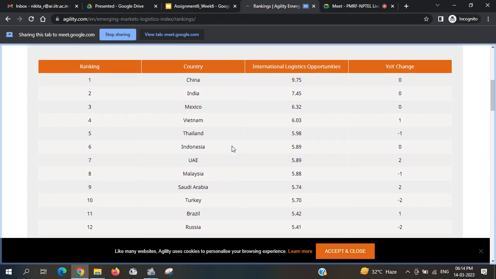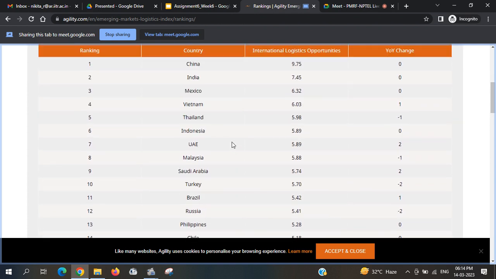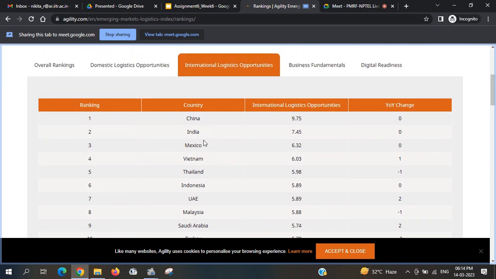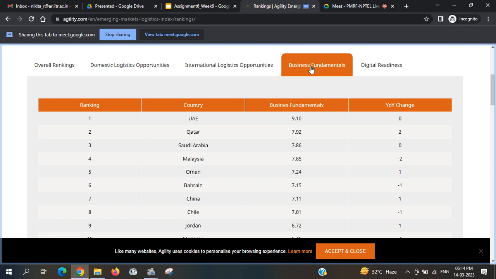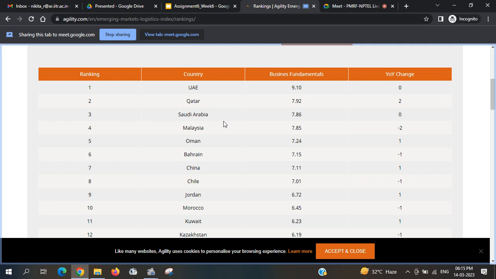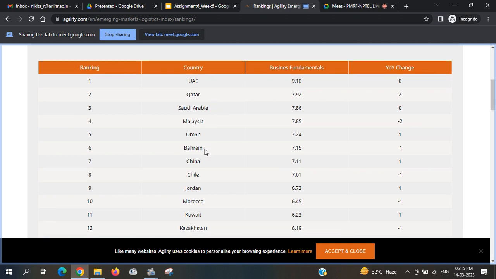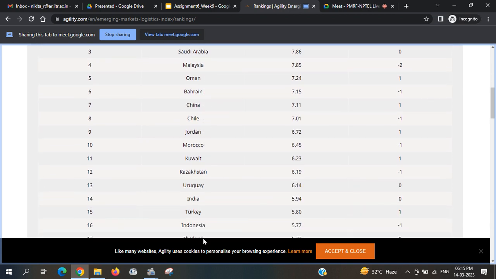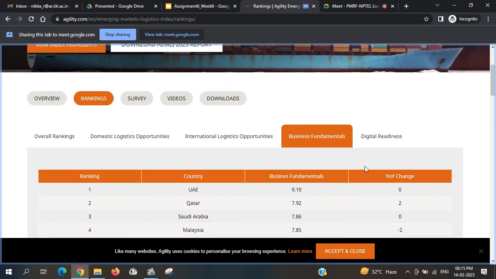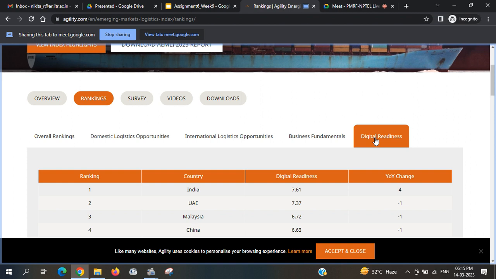So for example, that was domestic logistics opportunities. This is for international logistics opportunities. If you just see international logistics opportunities, India still ranks second, but you see UAE has gone down to the 7th. And then if you see business fundamentals, although India is overall on the second position, India goes down very low, I think to the 14th position. So this you can see.